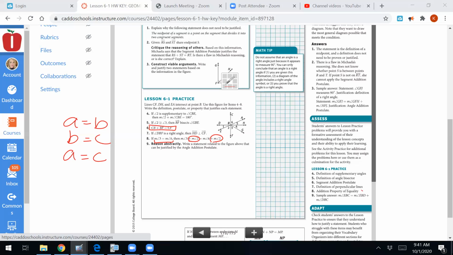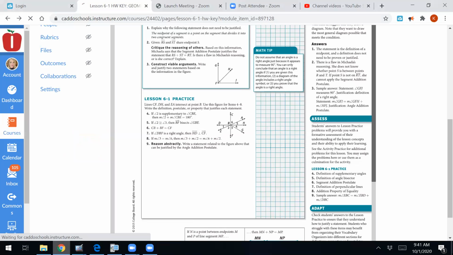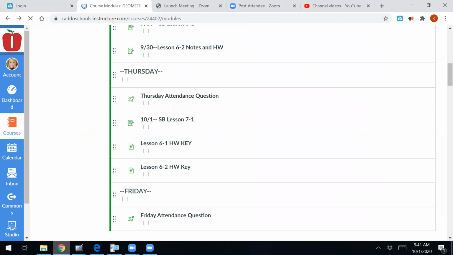Okay, now let's go and look at 6-2. This is the one with the proofs. How'd y'all do with that? Good? Horrible?